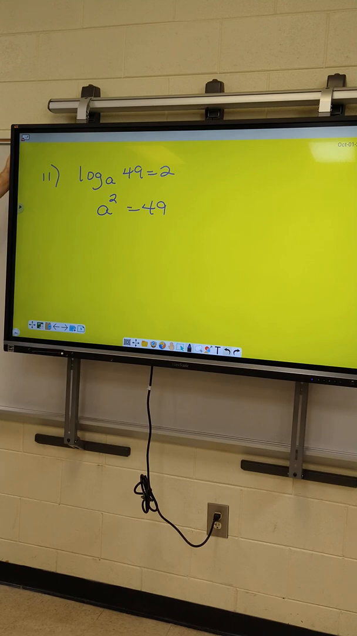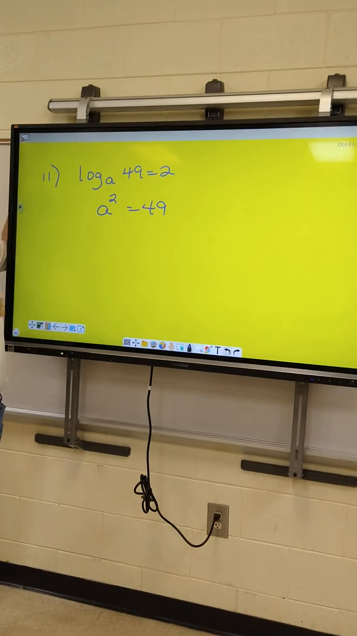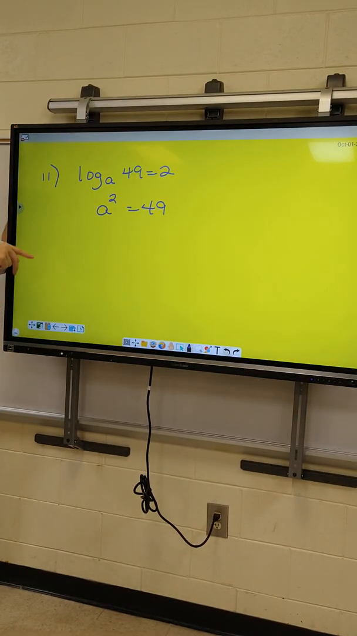All right, there's a couple different ways y'all could do this. Some of y'all can probably even think of this one in your head. You guys probably know something squared equals 49. Everybody knows it's going to be 7, right? But what if the number was so big you didn't know it in your head? How would you do it? I'm going to show you.